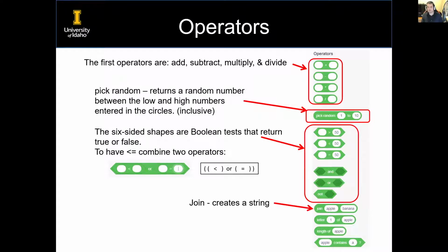And as an operator, both things have to be true. Or as an operator, either one has to be true. Not as an operator means that it's not true. It gives a true value if the thing on the inside is not true, which is sometimes weird to think about.